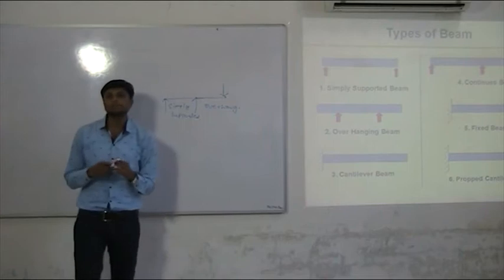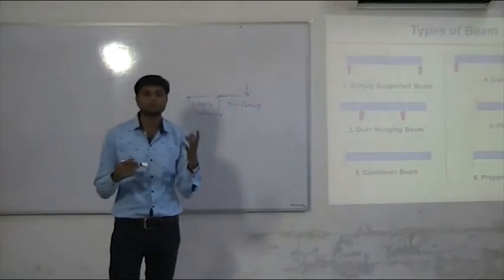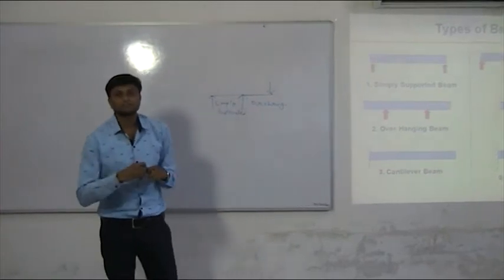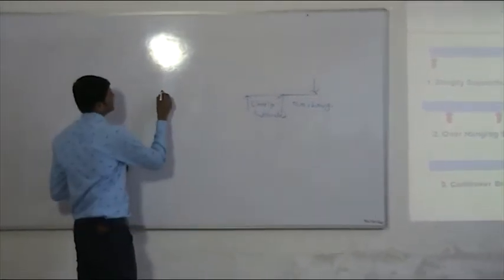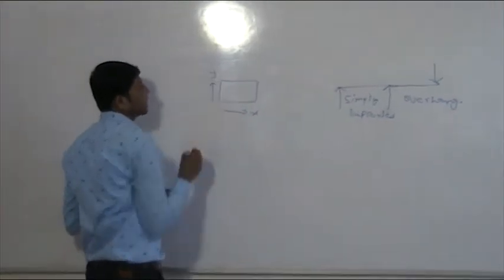Everyone knows about the equilibrium condition? What are the different equilibrium conditions of a body? There are three conditions. Summation of horizontal force is equal to 0. That is summation of H equal to 0. This is the x axis and y axis.